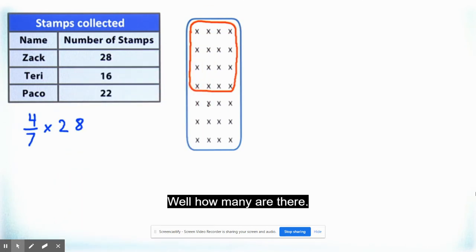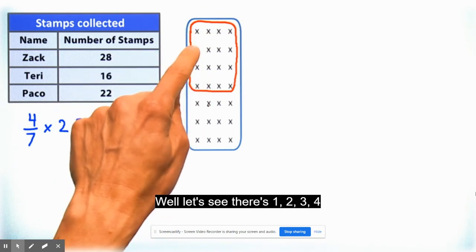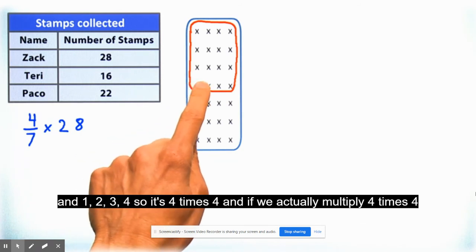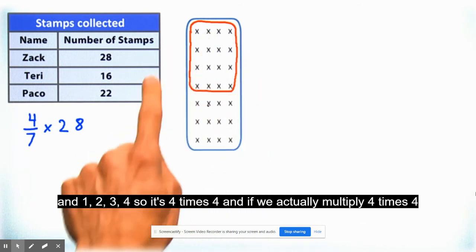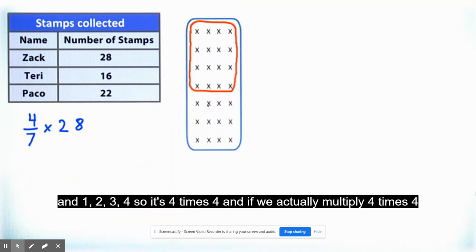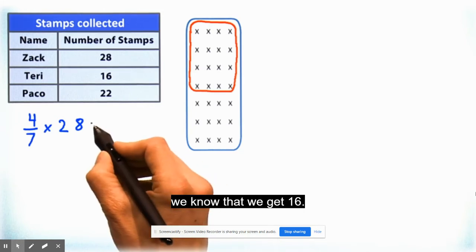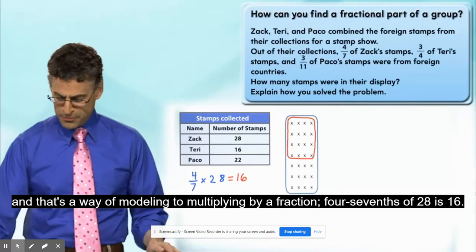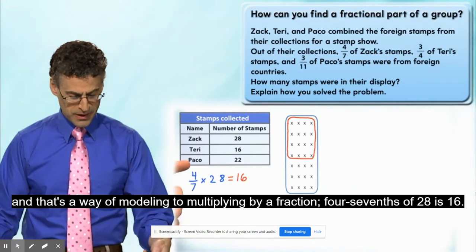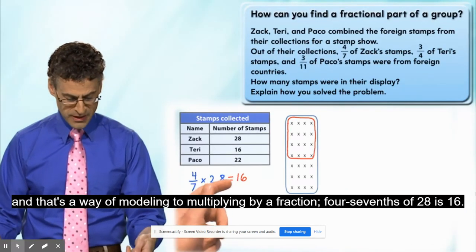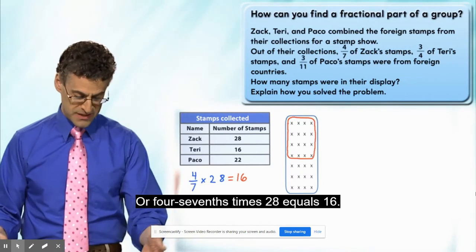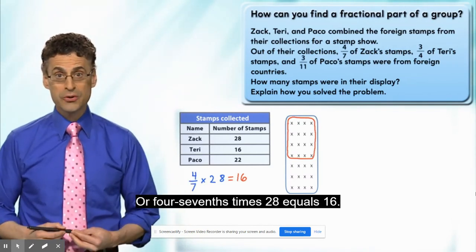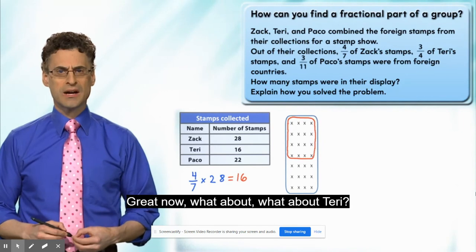Well, how many are there? Well, let's see. There's 1, 2, 3, 4, and 1, 2, 3, 4. So it's 4 times 4, and if we actually multiply 4 times 4, we know that we get 16. So this actually equals 16. And that's a way of modeling multiplying by a fraction. 4/7 of 28 is 16, or 4/7 times 28 equals 16. Great.